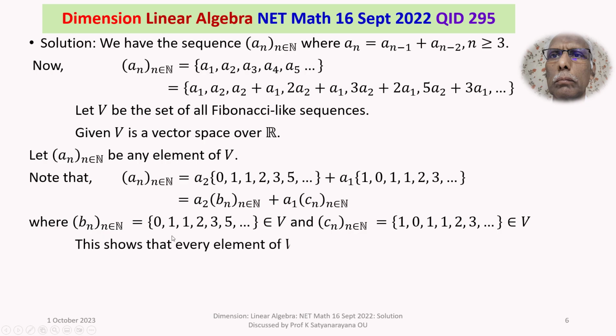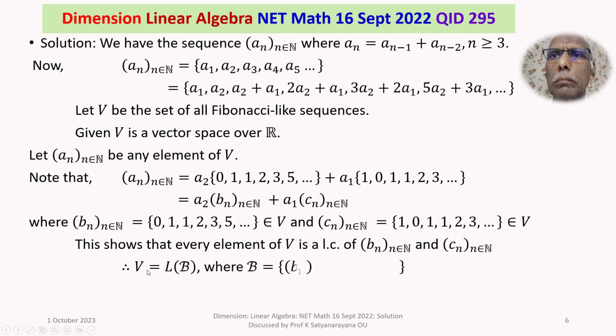This shows the sequence an is any arbitrarily chosen element. It means every element of V is a linear combination of these two sequences, sequence Bn and Cn. So what are you saying? That means every element is a linear combination of these two sequences. That means V is the linear span of B, where B consists of these two sequences, sequence Bn and sequence Cn.